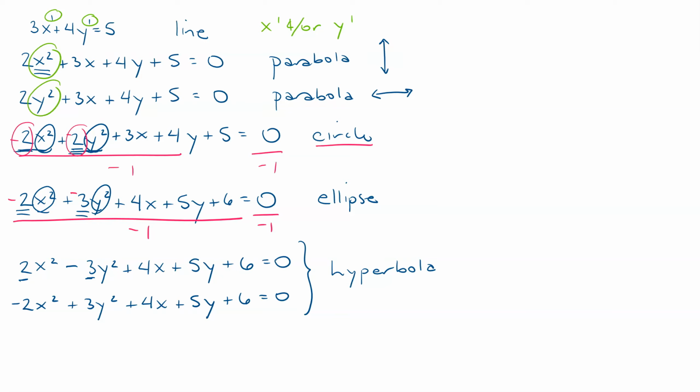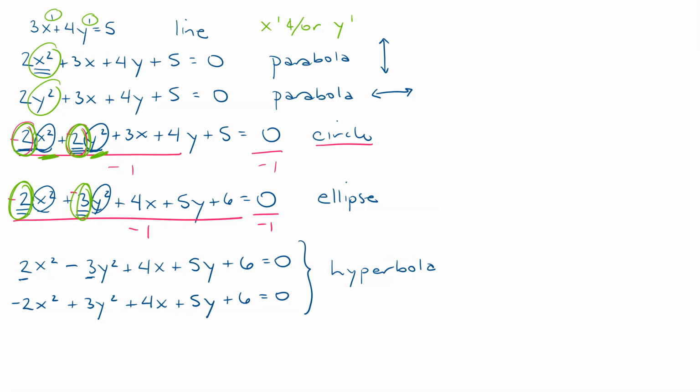Circles, ellipses, and hyperbolas will all have x squareds and y squareds, but circles will have the coefficients match exactly. Ellipses will have the coefficients not match. Circles and ellipses, though, both of those coefficients will have the same sign.